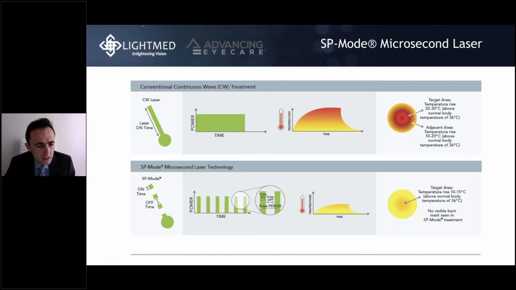However, with the SP-Mode Microsecond Laser Technology, when you apply the laser, it applies on and off. So it leaves some time for the tissues to recover from the heat wave of the laser. And when you look at the time with temperature graph, you can see the rise in the temperature, which is much less when you compare it to the continuous mode on the laser. And you don't reach that red zone where the temperature is significantly elevated by 20 or 30 degrees above the normal body temperature. And this way you don't see a visible burn caused by the laser.